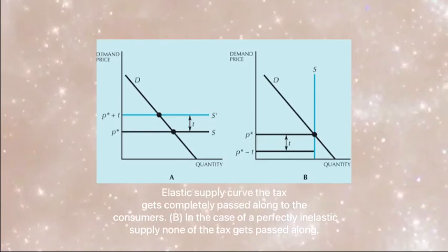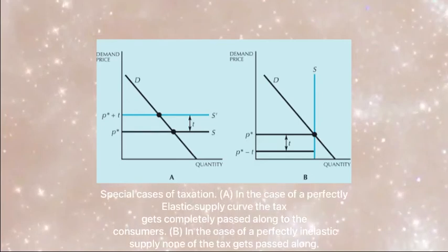Let's see the proof first. Special cases of taxation. For A, in the case of a perfectly elastic supply curve, the tax gets completely passed along to the consumer. And B, in the case of a perfectly inelastic supply curve, the tax gets passed along.